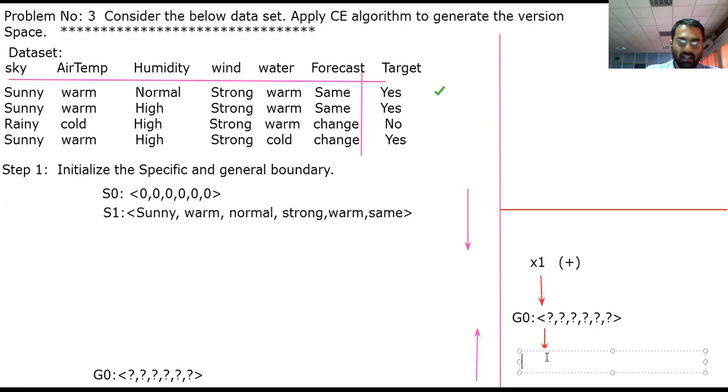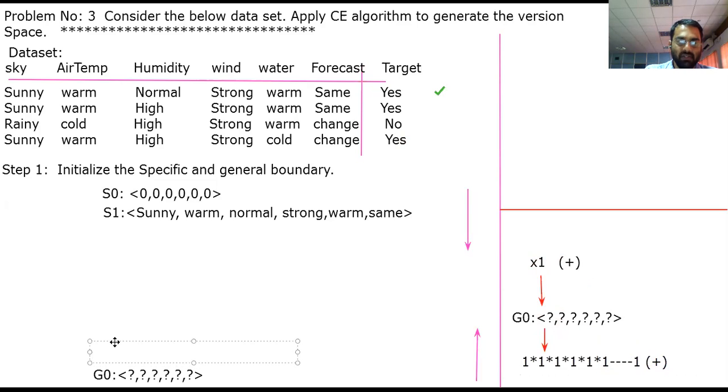Since it contains all question marks, the output of each question mark is 1, because a question mark indicates the general boundary, which accepts all attribute values. So this gives you 1, which indicates positive. So now G0 classifies x1 as positive. Therefore, to classify x1, G0 is sufficient for me. So there is no need to update the general boundary. I'll keep that hypothesis as it is.